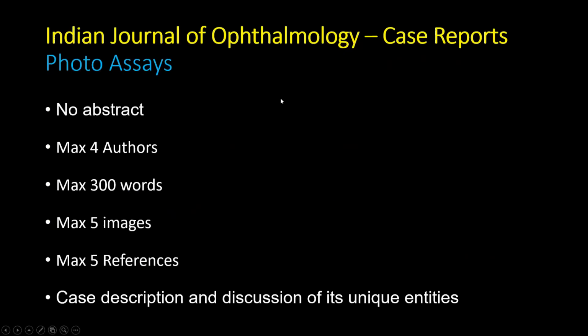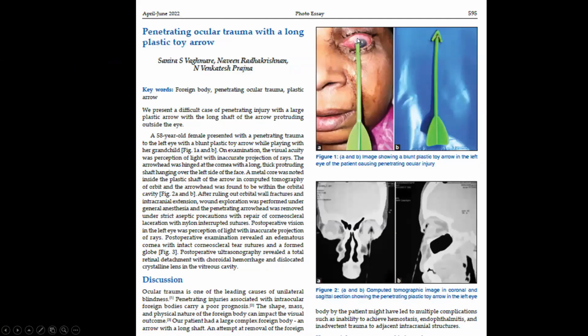The next is photo essays, which is slightly more than an ophthalmic image. But here you can write up to 300 words, 4 authors, and 5 images. So if you have a story, if you have a timeline, then you can go for photo essays. So this is a lady with an arrow. Her grandchild played with a bow and arrow, and she got injured. So we took a CT before removing the arrow, and we took photos of this. Here you have a small introduction, then you describe the case, and then you write the discussion.